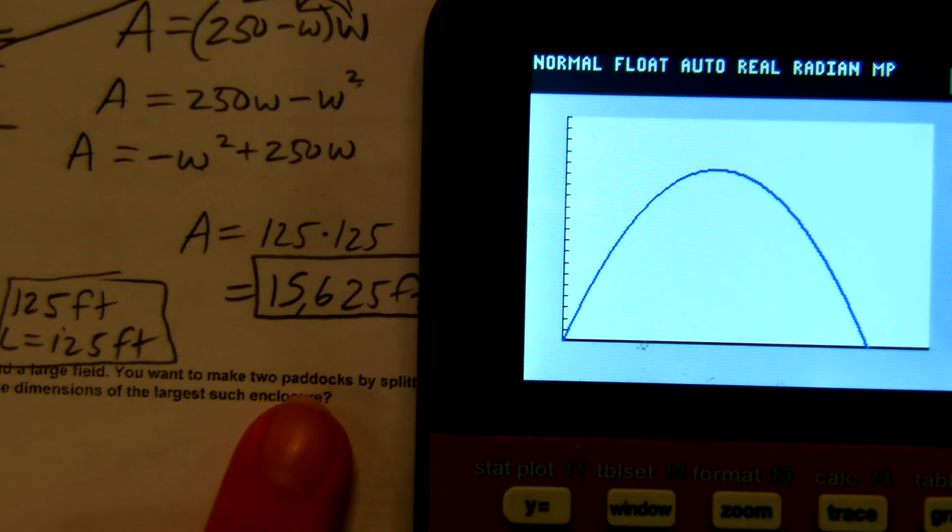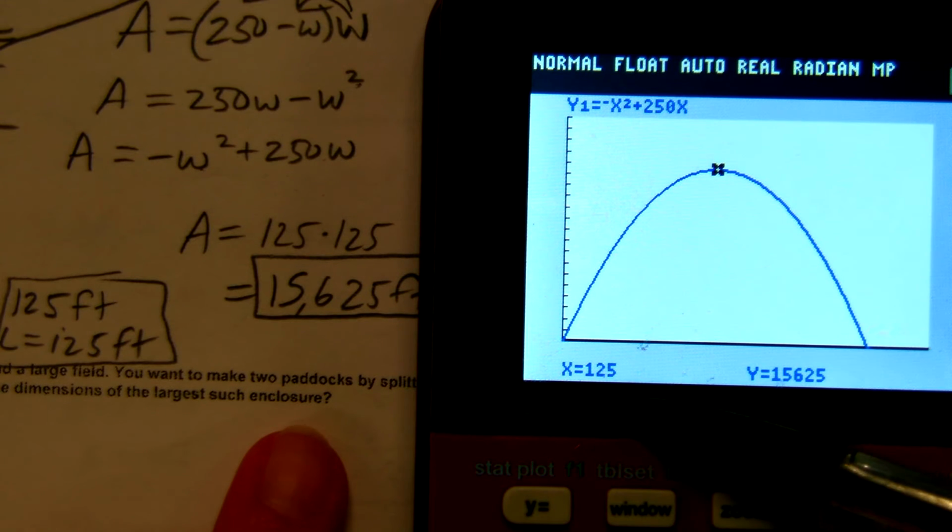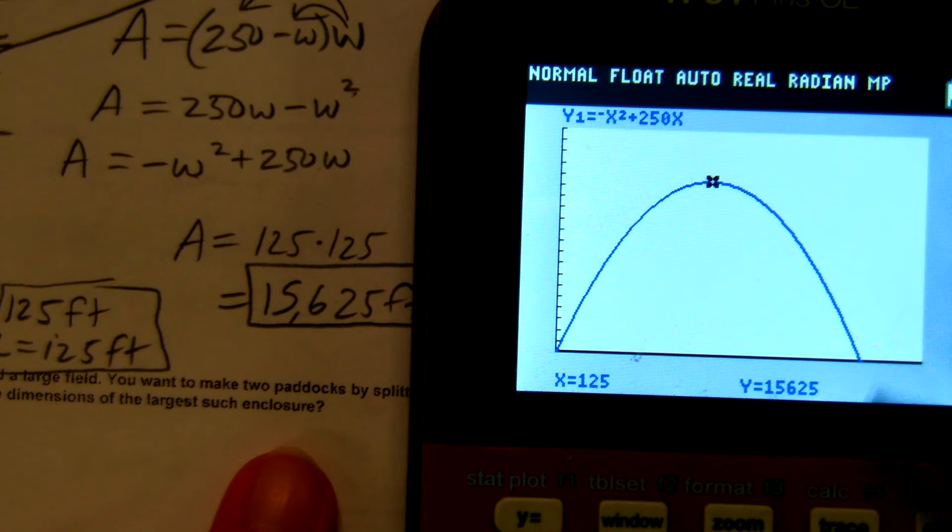You can also use your trace feature and just see where the top of that is. And so it actually comes out evenly. So 125 is the width, and then this is the area. And you can get those answers right there. But you still have to write the equation first. So I don't know if this is actually super fast for you, but what did you put your window on?